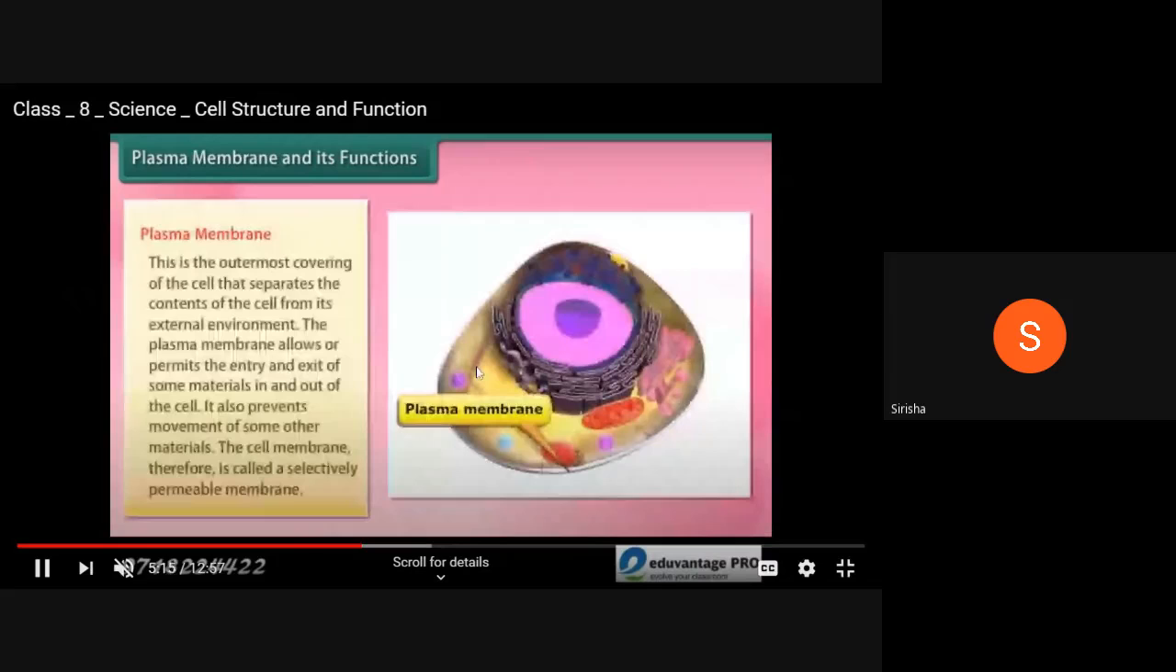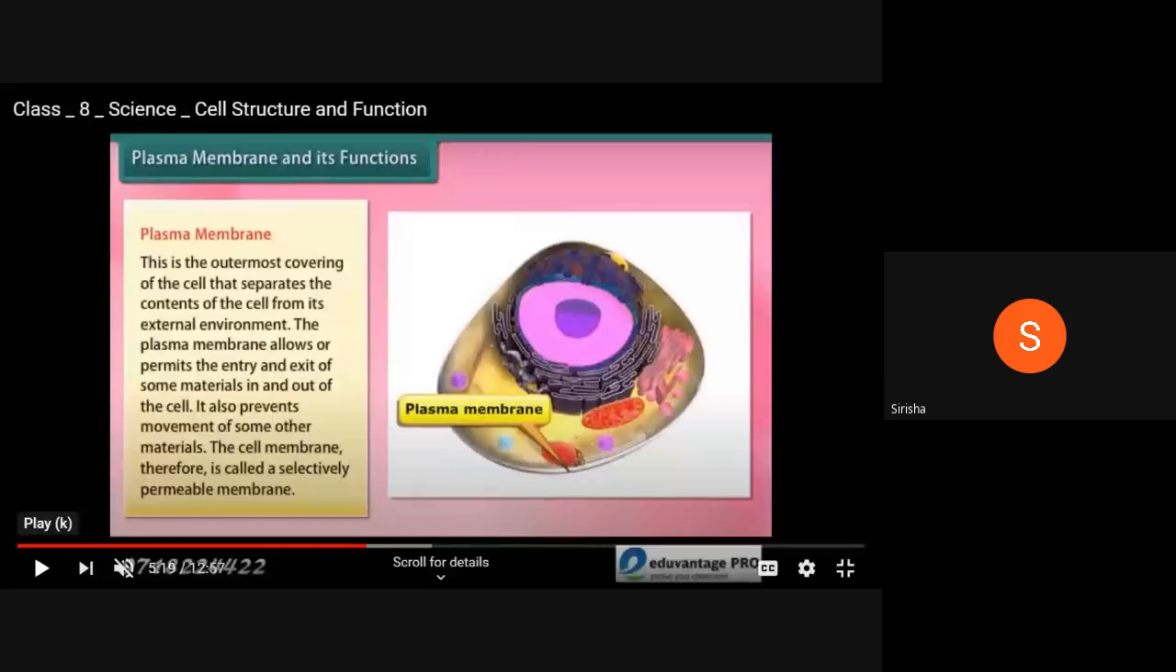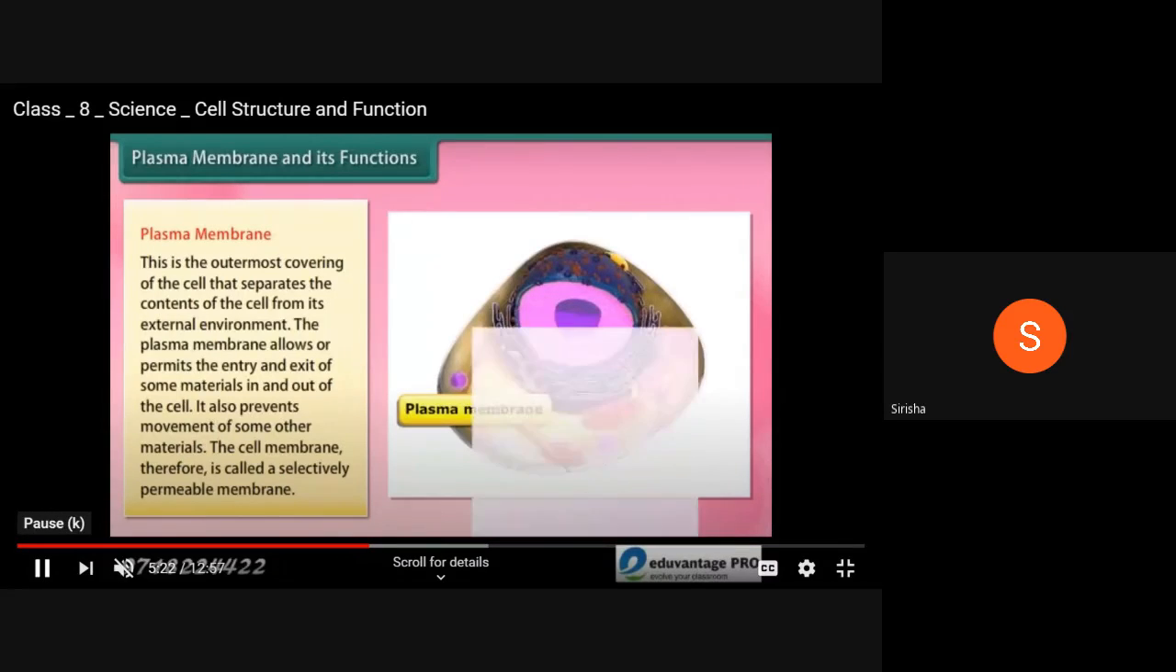What is the plasma membrane? The plasma membrane is the outermost covering that separates the contents of the cell from its external environment. Right? There should be some covering so that it can cover the outside of the cell as well as the inside particles. That is called the plasma membrane. The plasma membrane permits only a few materials to pass, it will not allow all the particles inside. It is actually a semi-permeable membrane, or it can also be called a selectively permeable membrane, that is the plasma membrane.